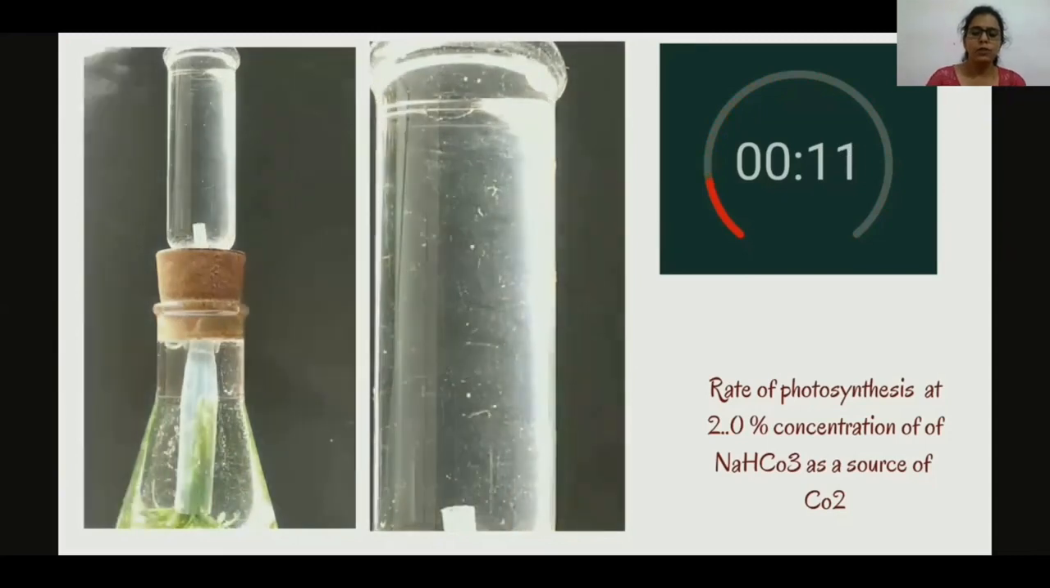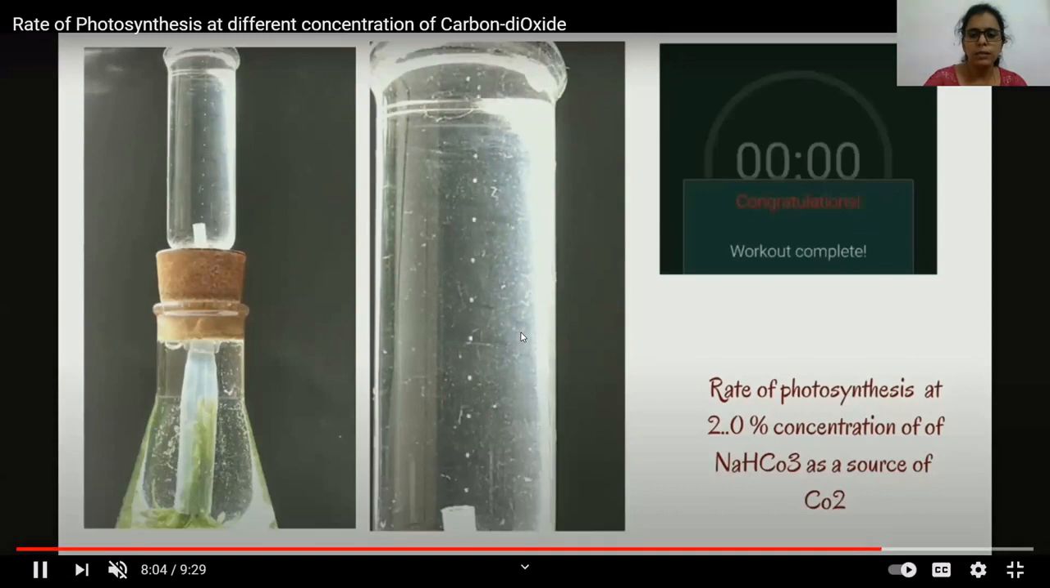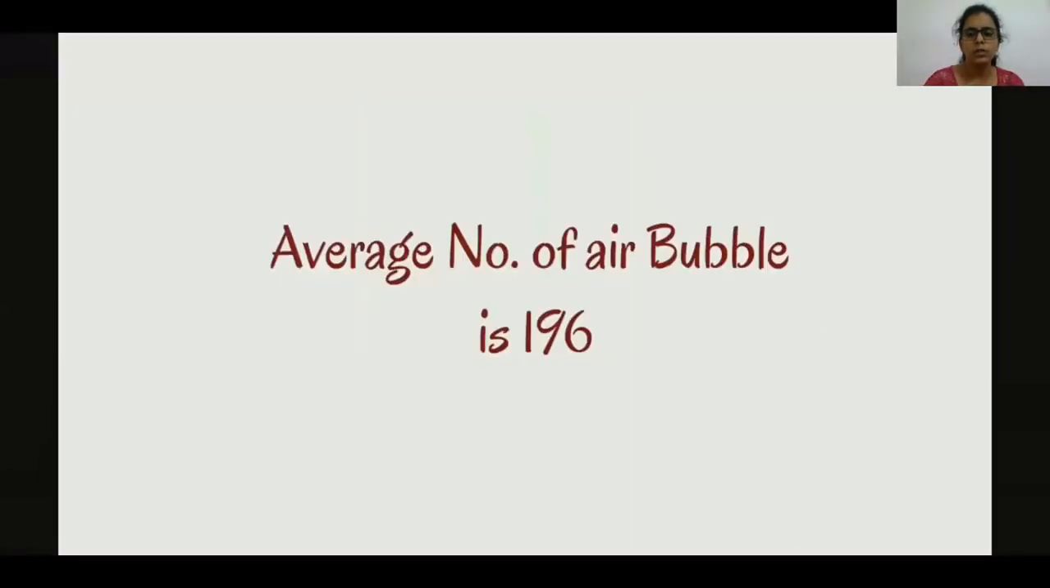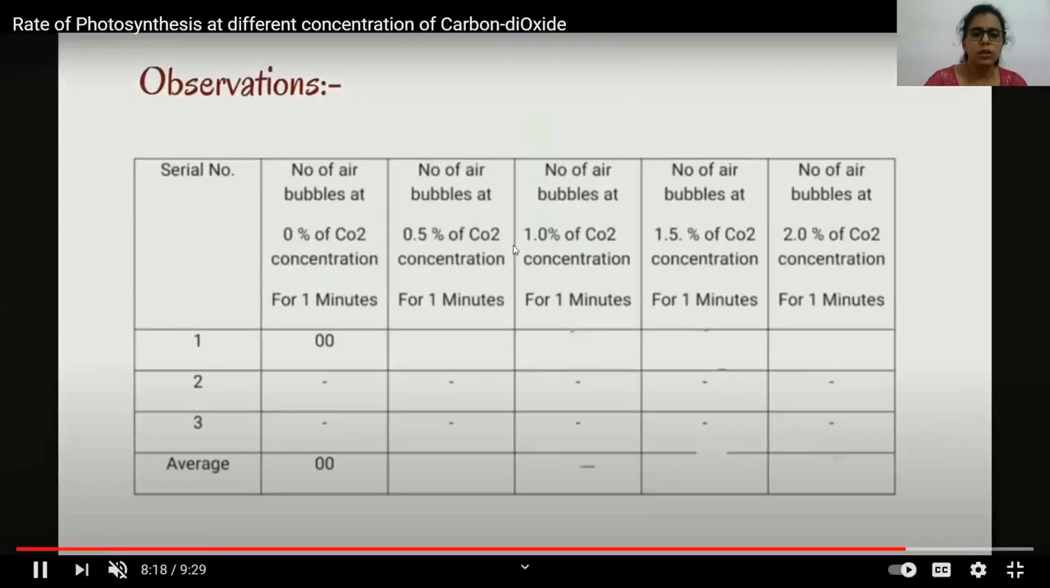Now here also you have to take 2 readings, and then find out the average of those 2 readings to get the mean value. The average number of air bubbles produced at 2% sodium hydrogen carbonate solution was 196. So you can just record your observation in this table.